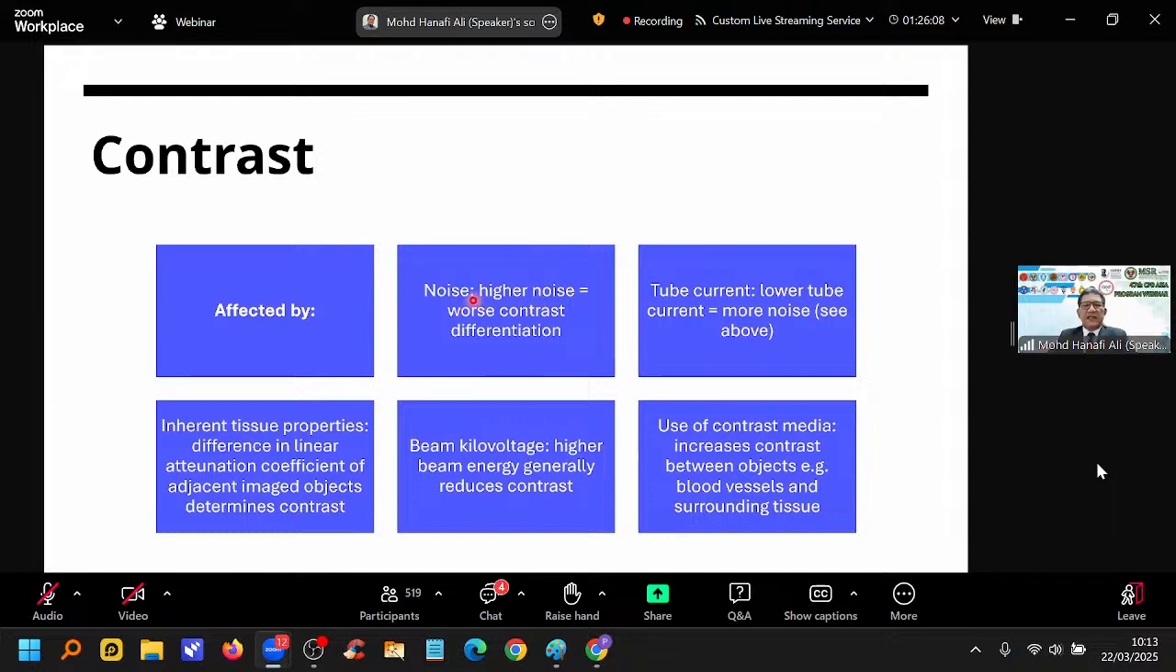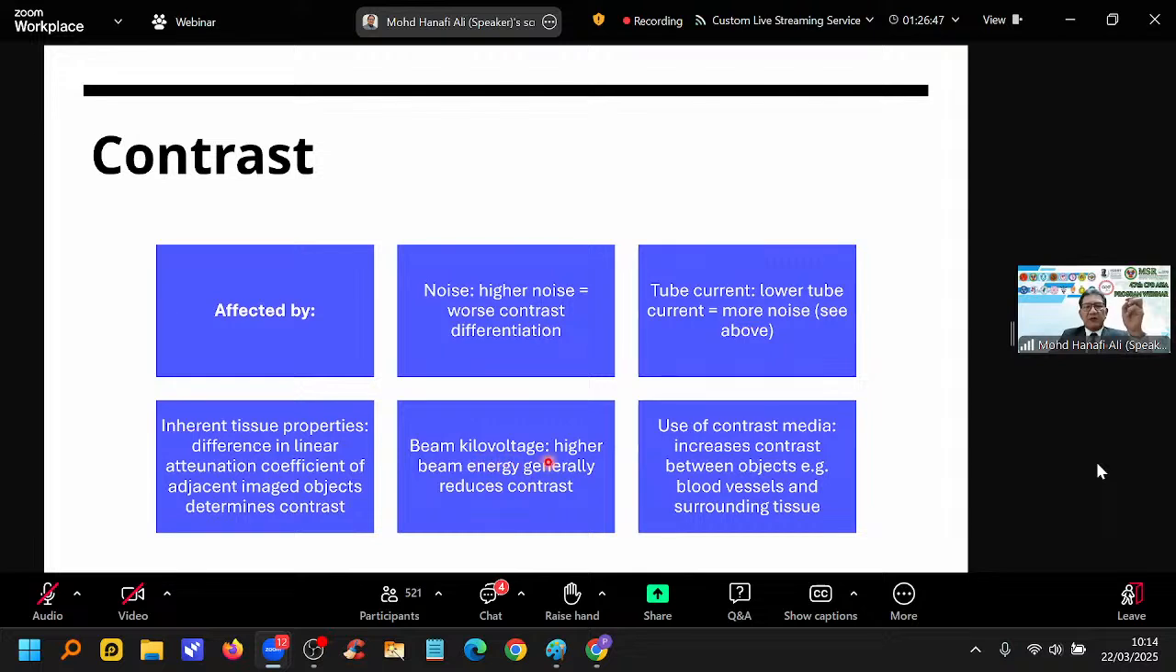Let's say the first thing is noise. If we have higher noise, the contrast will reduce. If we use higher tube current, then we get better image quality, lesser noise, but radiation to the patient will increase. Inherent tissue properties mean anatomic contrast or inherent contrast, the contrast between two structures or parts in a patient.